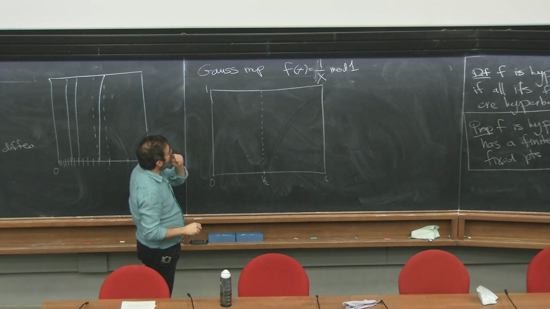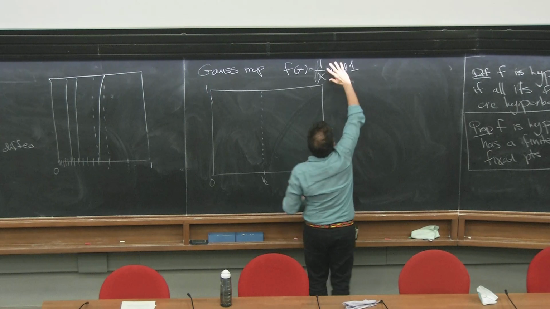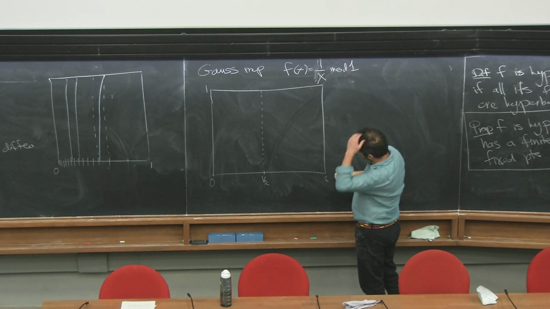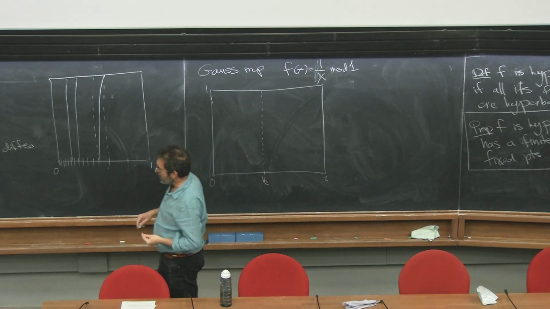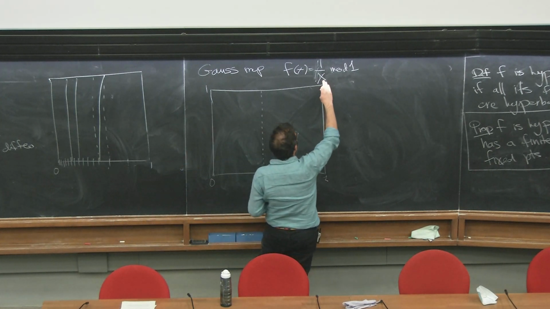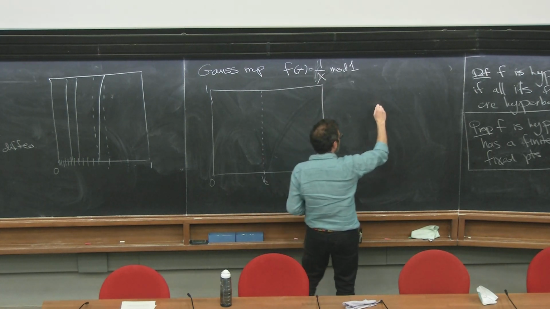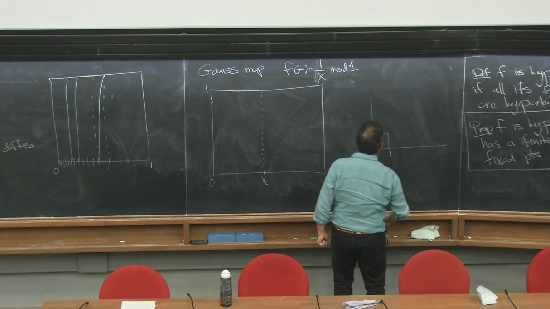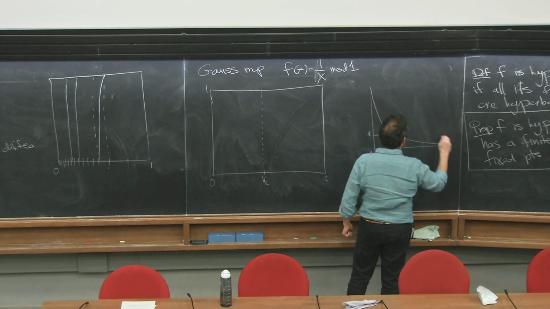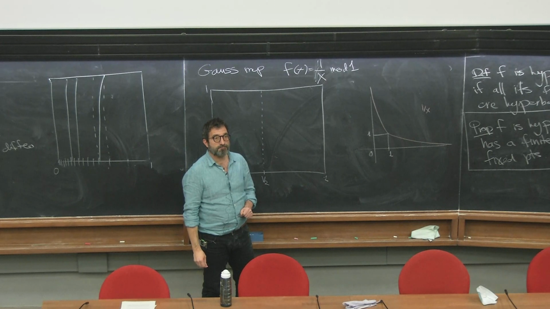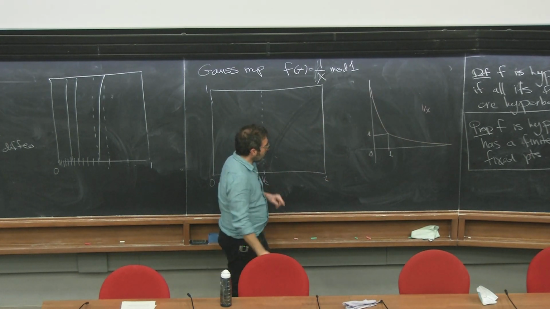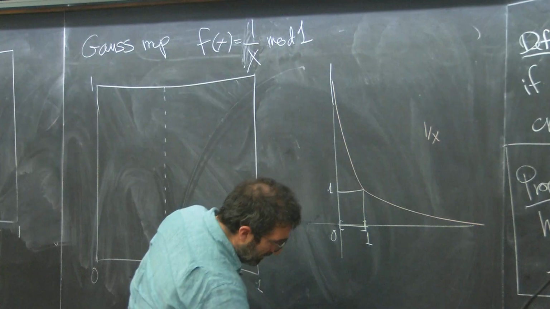One interesting way to draw the graph of this map is to think about the graph of the map 1 over x. So 1 over x goes like this, from 0 to 1. This is the graph of the map 1 over x, right? So when you take mod 1, what does that mean? If you look at 0, 1, the part of the graph that interests us is this part here.